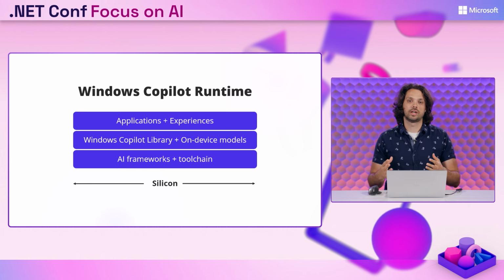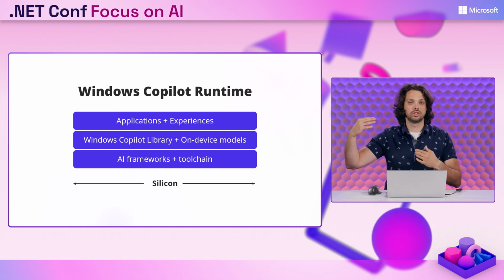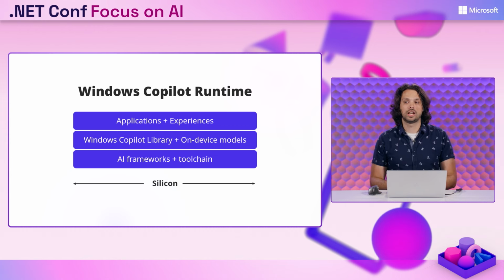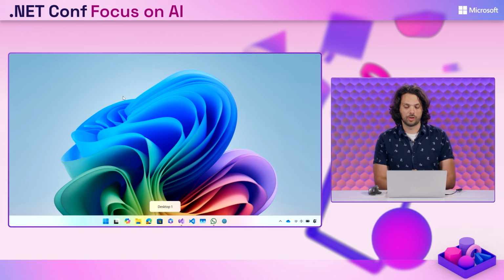It allows developers to access any point of the stack, all the way from just the experiences and easy-to-use apps that use AI, down to the level that's closest to the silicon, to use the tools and the frameworks to bring their own models and to run on top of those devices. Now, I'd like to show you how to do this through demos. So I'm going to switch away from slides. And for the rest of the session, we'll mostly be in demos.